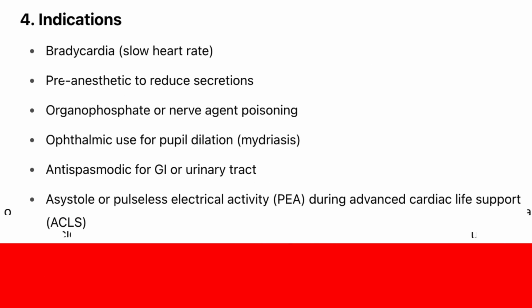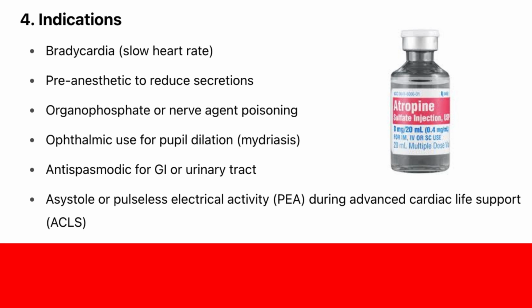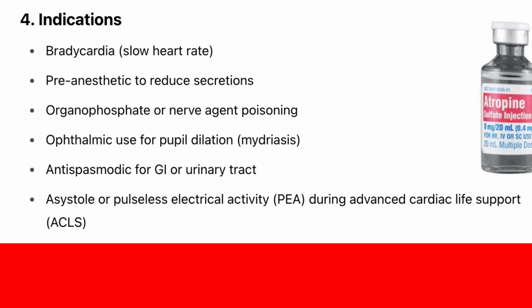4. Indications: bradycardia, slow heart rate, pre-anesthetic to reduce secretions, organophosphate or nerve agent poisoning, ophthalmic use for pupil dilation, mydriasis, antispasmodic for GI or urinary tract, asystole or pulseless electrical activity, PEA, during advanced cardiac life support, ACLS.